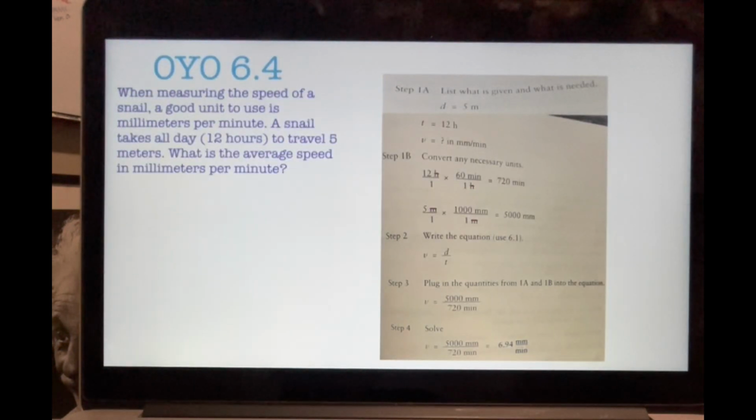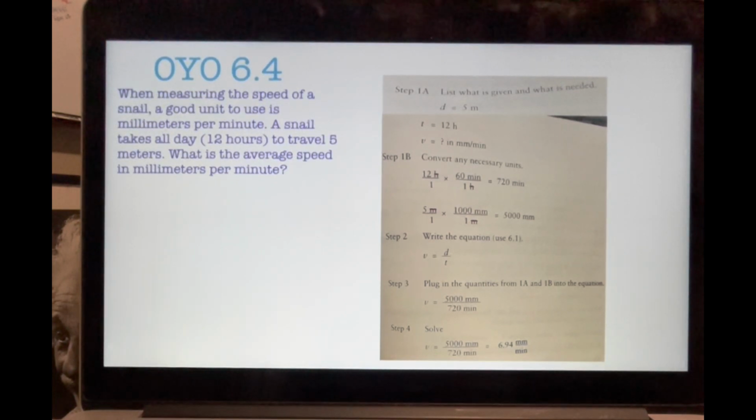On your own, 6.4. When measuring the speed of a snail, a good unit to use is millimeters per minute. A snail takes all day, 12 hours, to travel 5 meters. What is the average speed in millimeters per minute? All right, step 1, always list what is given and what is needed. We know the distance is 5 meters. We know the time is 12 hours. We are trying to solve for the speed.